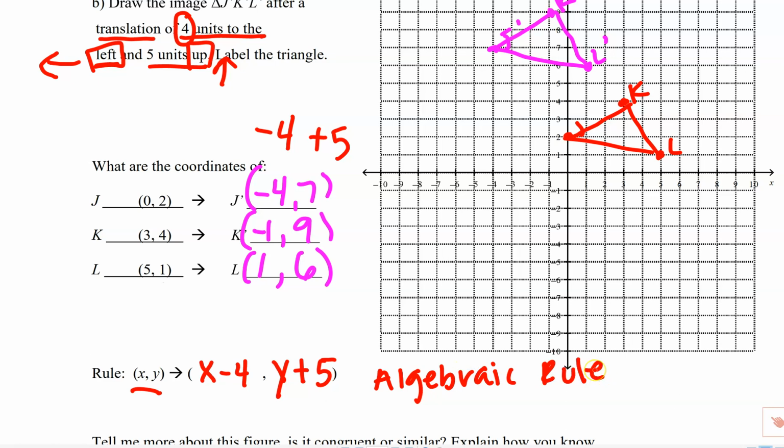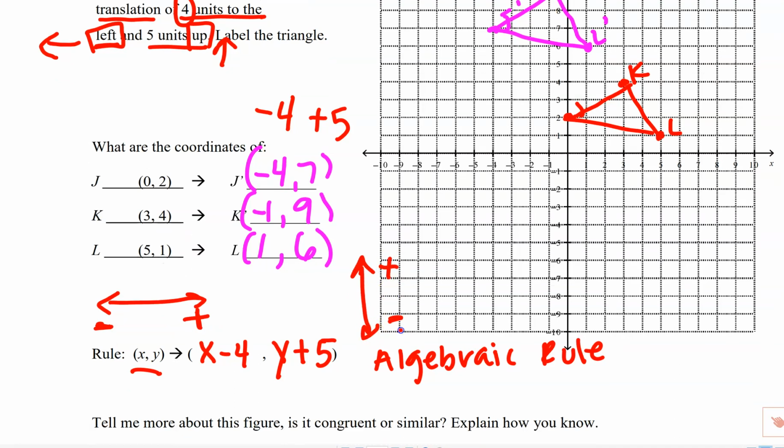As you can see, if you go to the left, it's going to be a minus. If you go to the right, it's going to be a positive. If you go up, it's going to be a positive. If you go down on the y, it's going to be a minus. It all depends on your axis. Your x-axis goes left and right. If you go to the left, it's a negative. If you go to the right, it's a positive. On your y-axis, if you go up, it's a positive. If you go down, it's a negative.